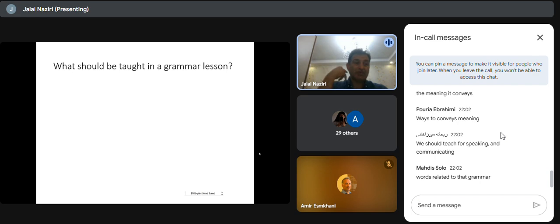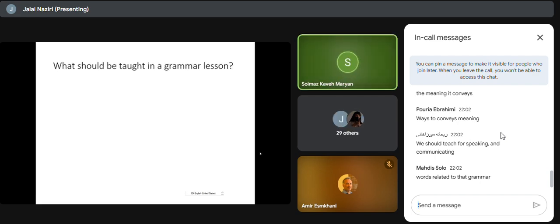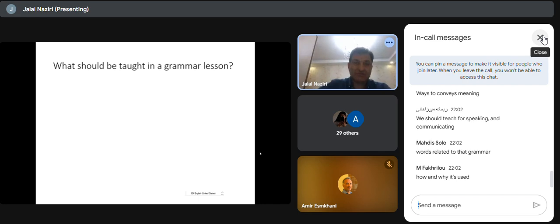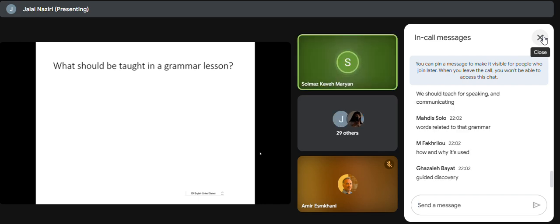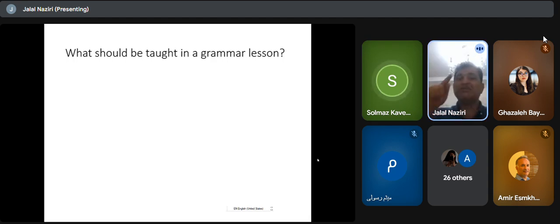And Puya Ibrahim: sentence structure, maybe parts of speech. Yeah, parts of speech or what? Whatever you're teaching, sentence structure, vocabulary as building blocks, for example. We talk about parts of speech, but in grammar, no. And then ways to convey meaning. So far, meaning and use, good. Rehana said we should teach for speaking and communicating, yes.